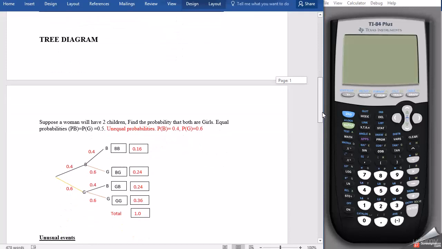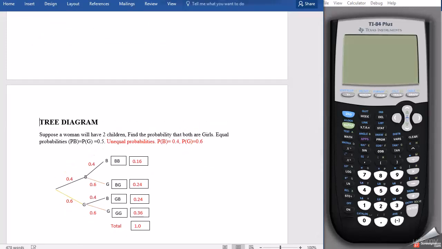Okay, so now we have another way we can represent a probability. We use a tree diagram. Suppose a woman will have 2 children. Find the probability that both are girls. Well, if they have equal probabilities, then the probability of getting a boy will be the same as the probability of getting a girl. Okay? But in this case, we are assuming unequal probabilities: the probability of getting a boy is 0.4 and the probability of getting a girl is 0.6.